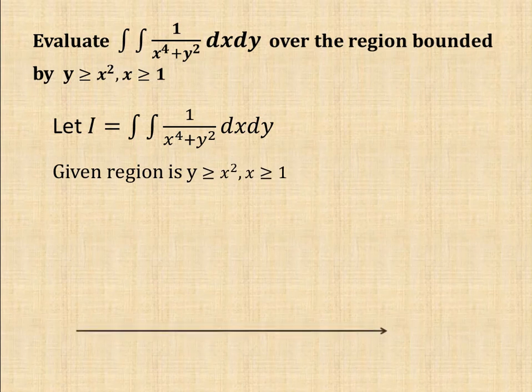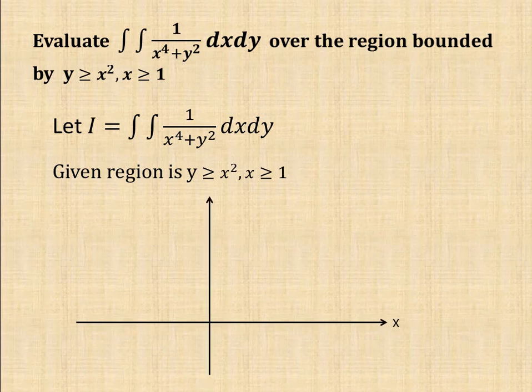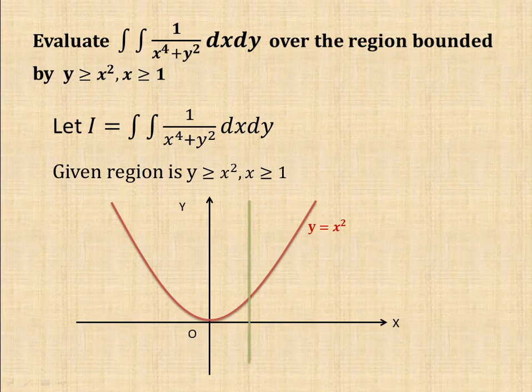Suppose this is x-axis, this is y-axis, this origin O. Now this y is greater than or equal to x square. We'll consider y equal to x square. This is the parabola on y-axis. This is y equal to x square. Next, x is greater than or equal to 1. Consider x is equal to 1. This will be a line parallel to y-axis. This is x equal to 1.